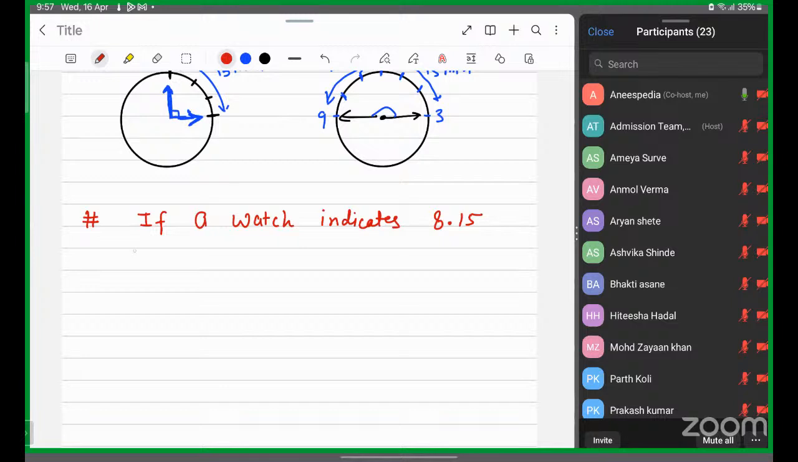8.15, when the correct time is 8. So what do you think? Is it fast or slow? Correct time is 8 and it is showing 8.15. That is 8 o'clock and 15 minutes extra. It means the watch is fast.